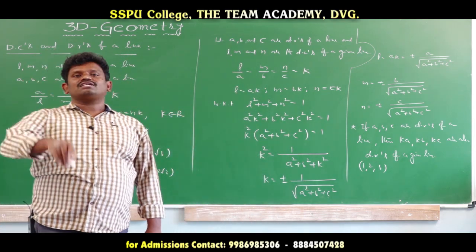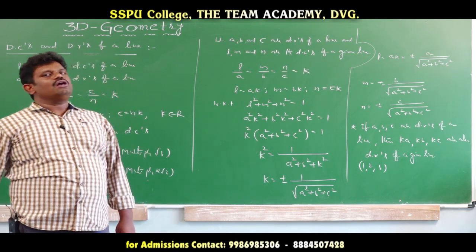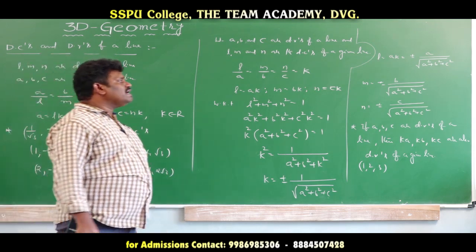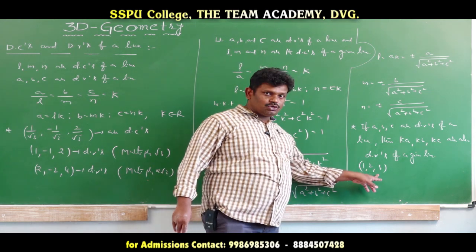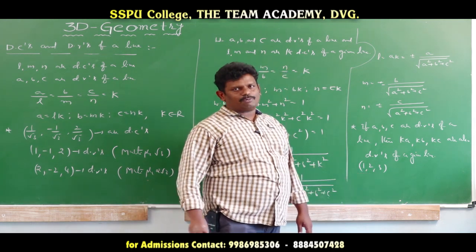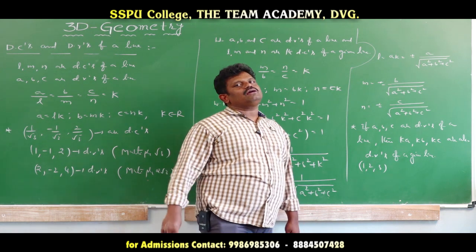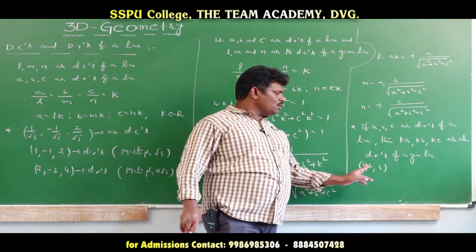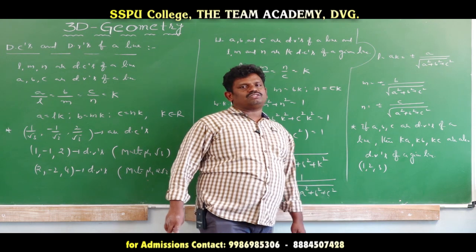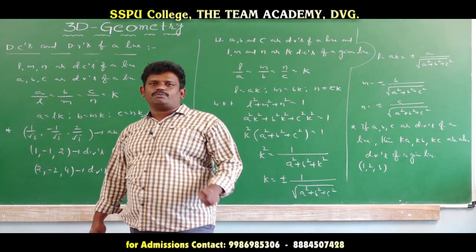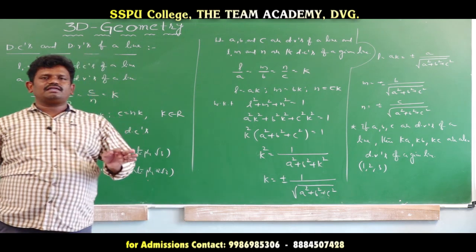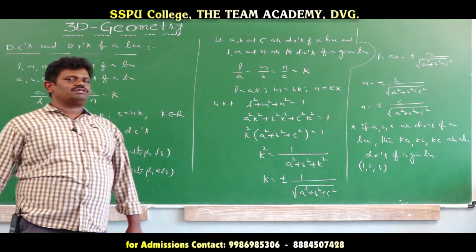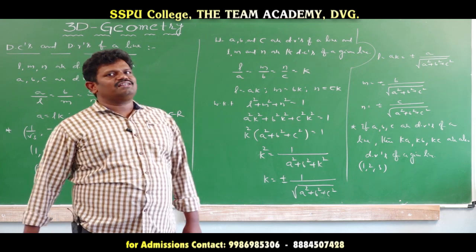But how many direction cosines? Unique direction cosines. One line having two sets of direction ratios are proportional. So that line having the set of direction ratios are proportional to the given line. So this point we remember, any directed line has an infinite number of direction ratios, but direction cosines are unique.